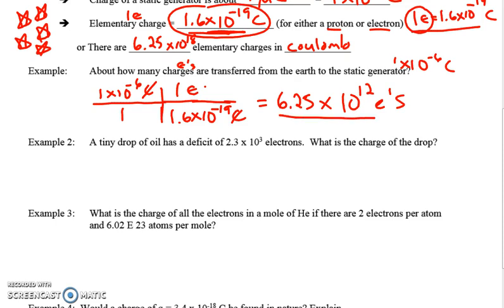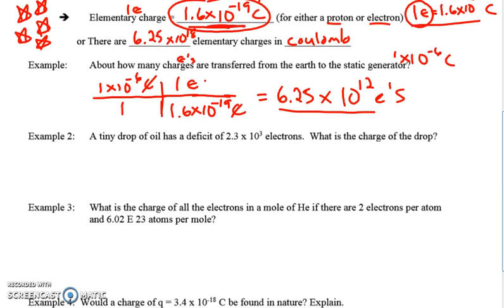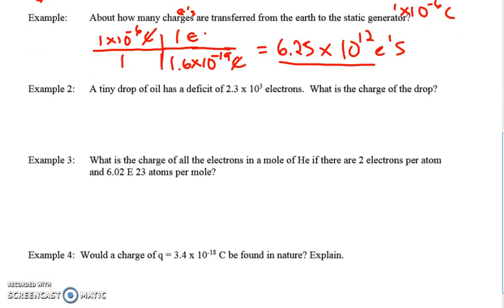So we're talking about 6 trillion electrons in excess of normal on that charge generator. All right? And then we can reverse the problem. Let's say I have a tiny oil drop that has a deficit, that's important for later, of about 2,300 electrons. So we've stripped 2,300 electrons from that oil drop. We want to know what its charge is in coulombs.